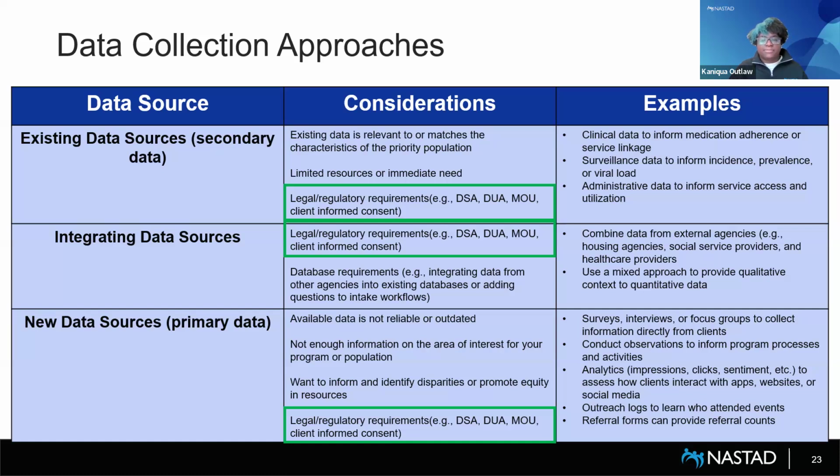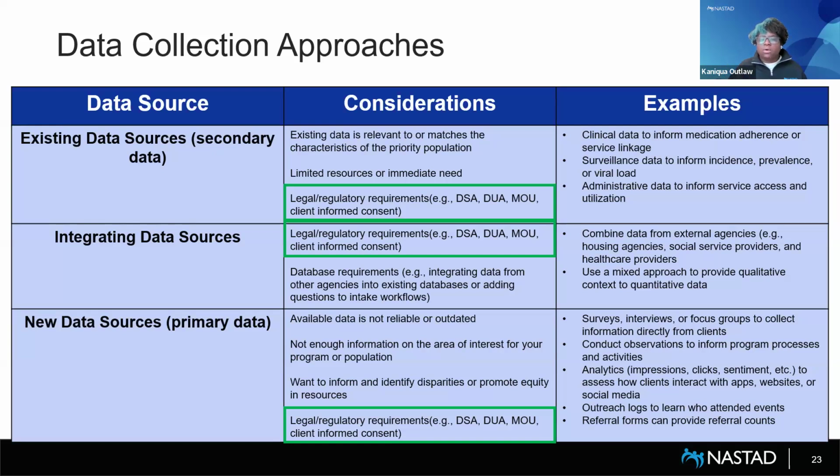And that just means that you don't have to navigate separate systems. Or more informally, integrating data could be using qualitative data to provide additional context beyond what you find in that quantitative data. And so those are just some considerations that you want to think about.